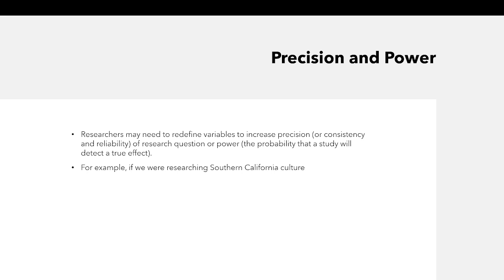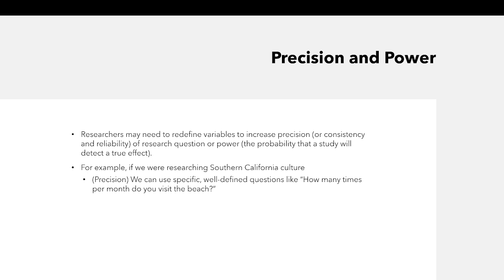Let's say we wanted to research this big, broad question of Southern California culture. If we want to affect the precision of our research, we can use specific, well-defined questions like, how many times per month do you visit the beach? Now, in Southern California, especially for those of us who live a little bit closer to the beach, the beach is kind of iconic. It's a big part of Southern California culture.